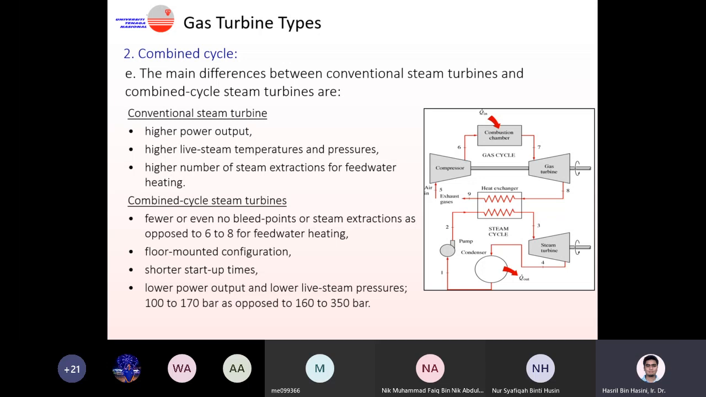If you look at the combined cycle power plant, the pressure is around 100 to 170 bar. If you look at the conventional steam power plant, the pressure can go up to 350 bar. So you can imagine the magnitude of pressure when you talk about the steam turbine that we use in the conventional power plant.